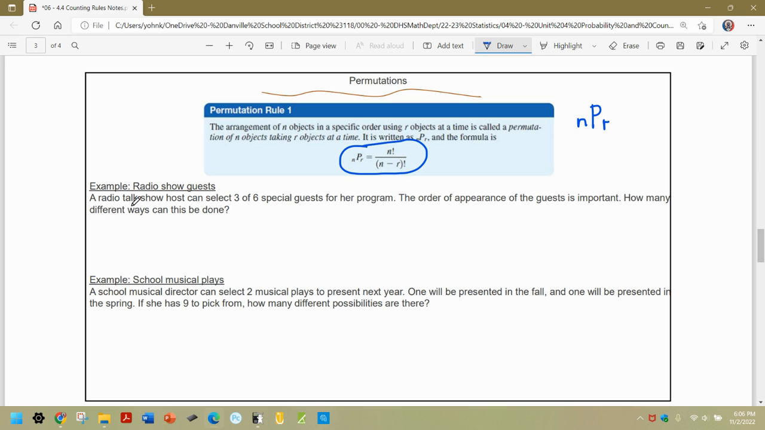So here's our first example. A radio talk show host can select 3 of 6 special guests for her program. The order of appearance of the guests is important. How many different ways can this be done?